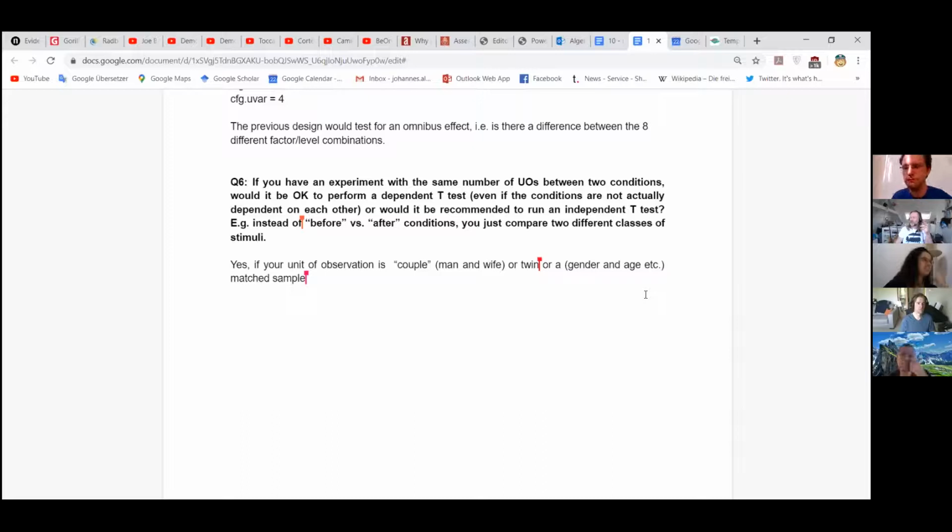Just to say, I like the example that we can also have gender and age matched samples. So it's any type of matching, and then that will be the unit of observation. It's a good extension. It could be, yeah.